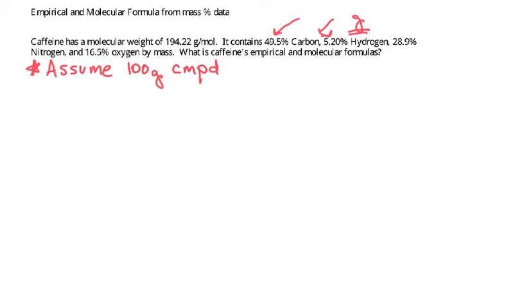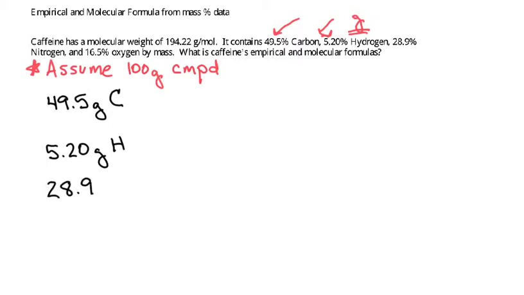So in 100 grams of the compound, if 49.5% of that 100 grams is carbon, that means we have 49.5 grams of carbon, 5.2 grams of hydrogen, 28.9 grams of nitrogen, and 16.5 grams of oxygen. It's important to note that this is all by the element.